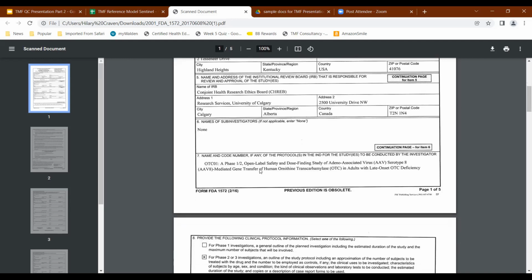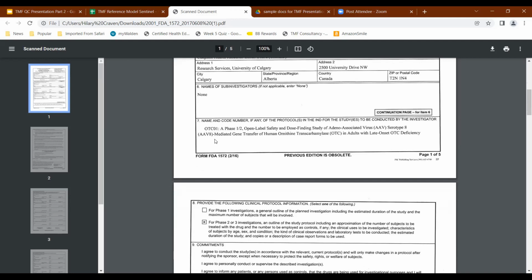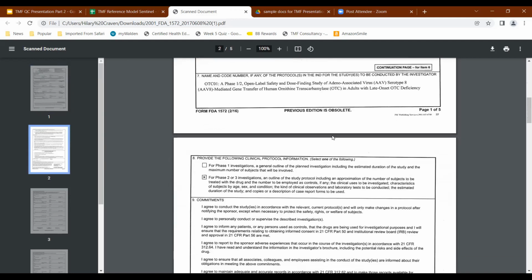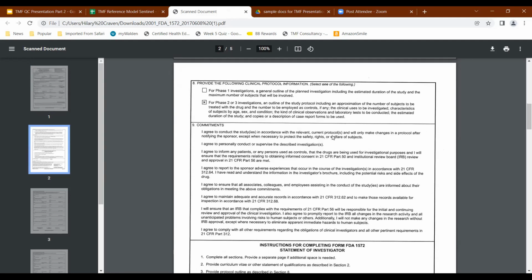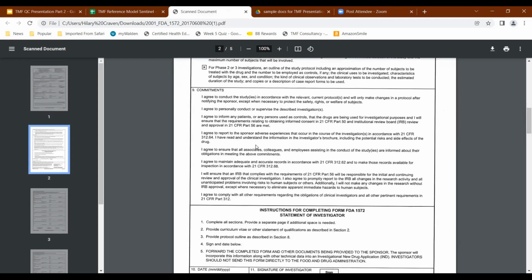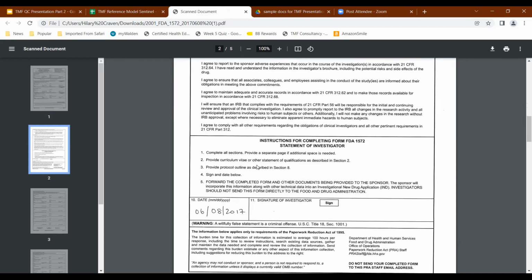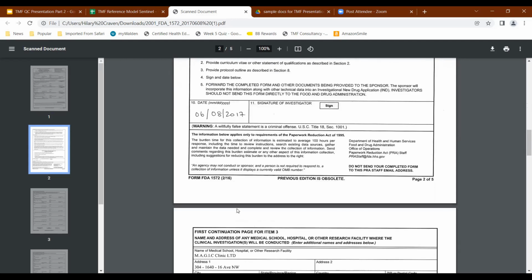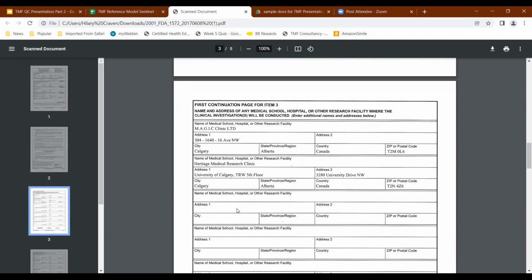Okay, and then 7 is the actual information of the study. And then you can talk about if it's a phase 1 or phase 2 or 3, and we can go over all the different phases. That could be a different presentation. And then we mentioned the commitments, and that's what they're going to sign for. And then let's see what else we got. So we talked about the additional things.